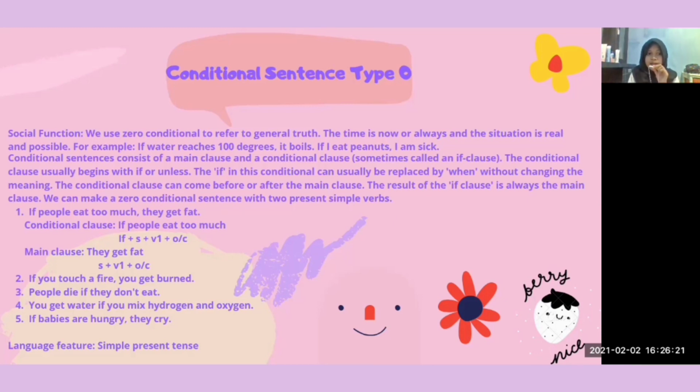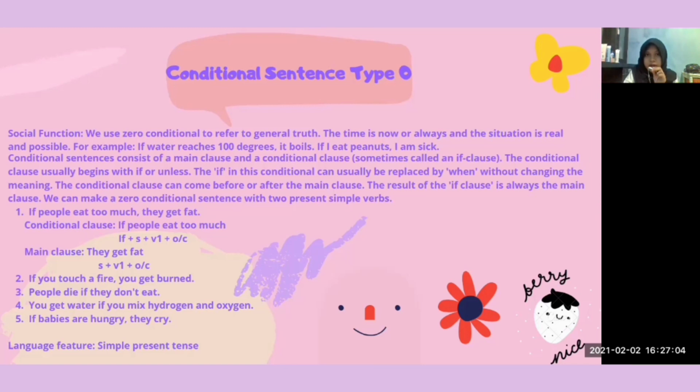The next example, if you touch a fire, you get burned. Next, people die if they don't eat. The difference from the first example is that the conditional clause comes after the main clause. The conditional clause of the sentence is if they don't eat, and the main clause of the sentence is people die. Next example, you get water if you mix hydrogen and oxygen. The last one, if babies are hungry, they cry.